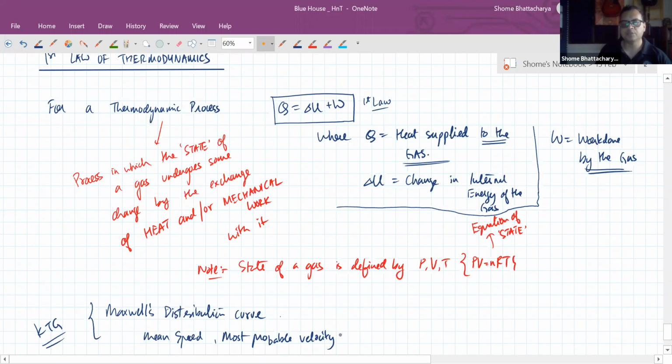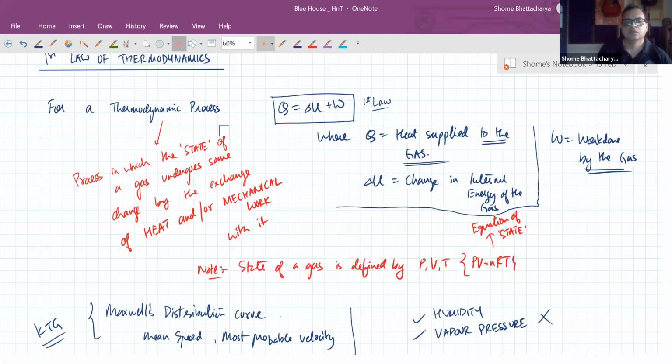The conceptual part of kinetic theory of gases, which you require for problem solving, is what we have discussed up till now. In H.C. Verma, there are a few extra things in the kinetic theory of gases chapter, like the concept of humidity, vapor pressure, etc. You can read them for your general knowledge, but they're not required in our syllabus. Apart from what we've learned, the extra things we'll pick up in the next few lectures will be Maxwell's distribution curve, most probable speed and mean speed.